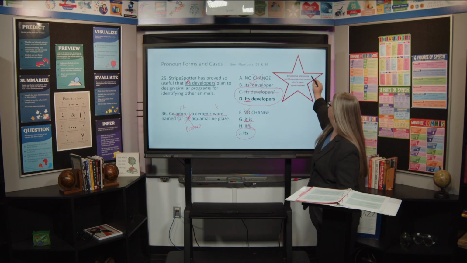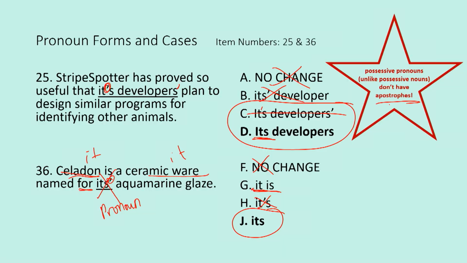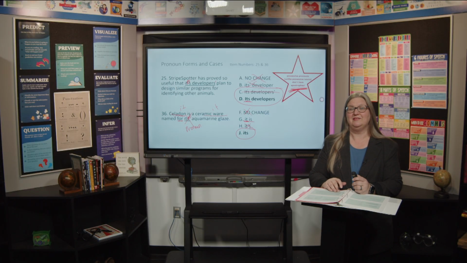Again, possessive pronouns don't have apostrophes. Write that down, write it big, write it on a star in your notebook. It will never have an apostrophe because it's a contraction if it has an apostrophe S and it's a pronoun.